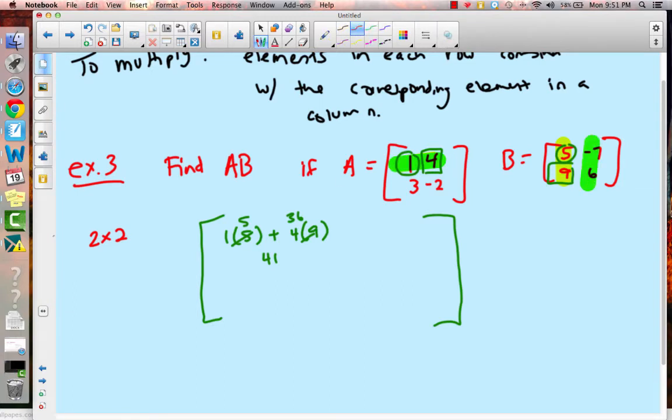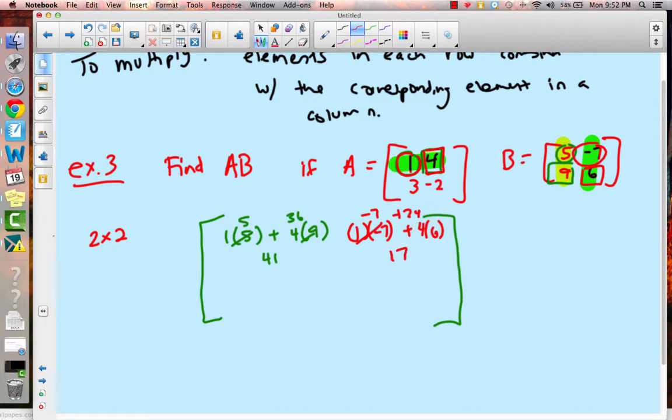And we're going to do the same thing. So first element with the first element in our second column. So we'd have 1 times -7 plus the second element of that row times the second element of that column. So 4 times 6. And when we simplify that, we get -7 plus 24. Okay? And when we simplify that, we're basically taking 24 minus 7, so we get 17.